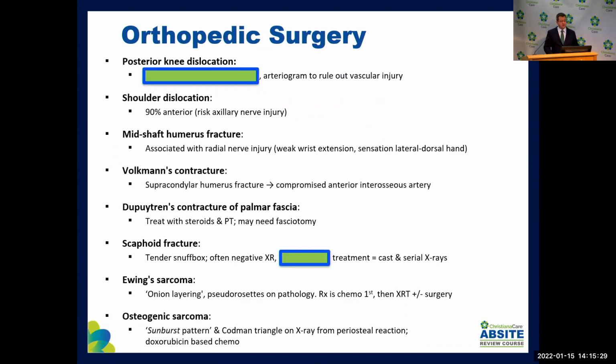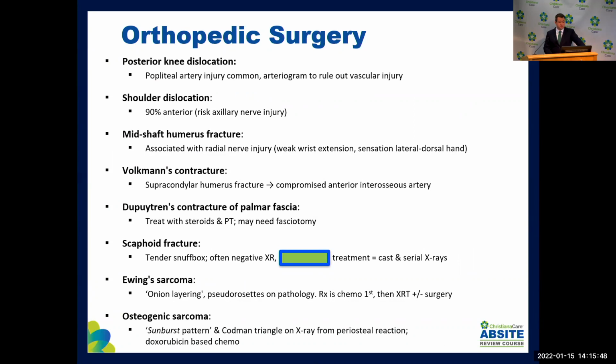For posterior knee dislocations, this one's a frequently tested one. It's probably the most important one within the ortho slides I have here. You have to kind of assume that they have a popliteal artery injury until proven otherwise. You can get an arteriogram to rule out vascular injury, at least start with an ABI.